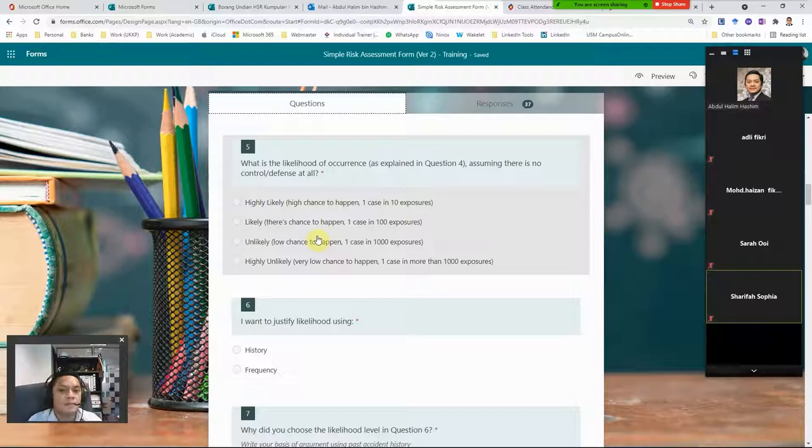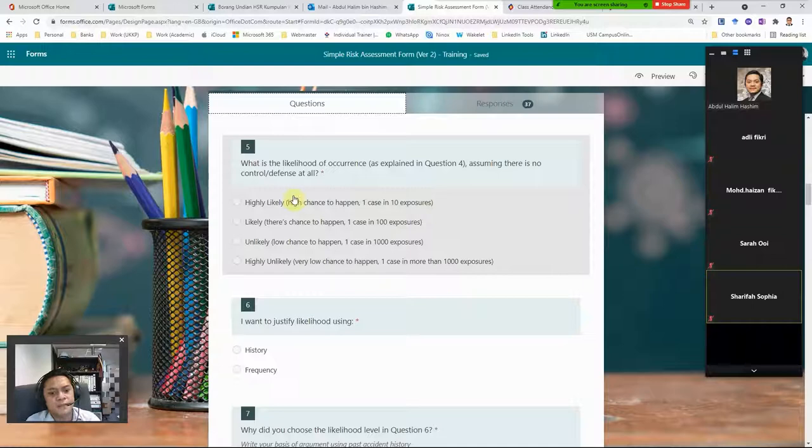A lot of times when people do risk assessment, they don't justify this aspect, and they just treat it like a lottery. Why choose this? I don't know. I just like it, or I feel like putting it's highly likely. I cannot. It must be a scientific exercise. There must be a logical explanation why you choose that.